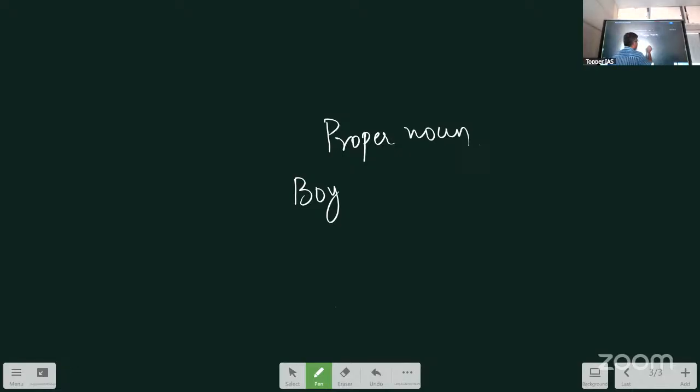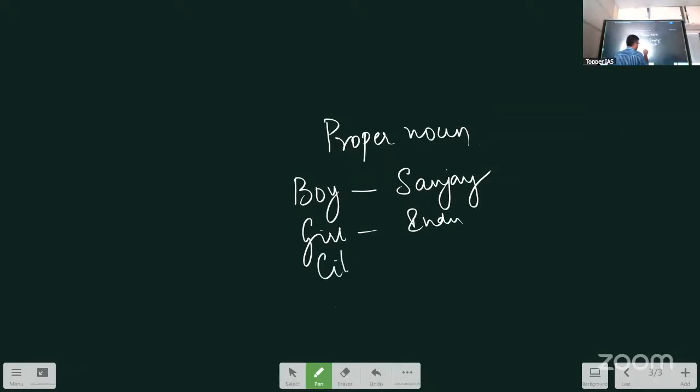So I'll give a name for this. Sanjay. So now this becomes a proper noun. For example, girl is a common noun. So if I say Hindu, it becomes a proper noun. For example, city is a common noun. If I say Bangalore, then it becomes a proper noun. So a proper noun is that noun which identifies a noun with a name. That is called a proper noun. Is that clear, all of you?